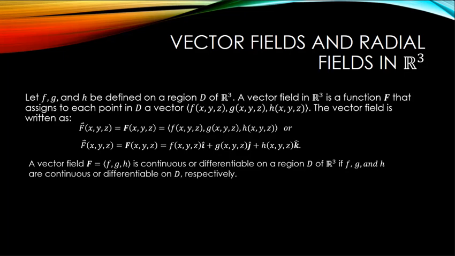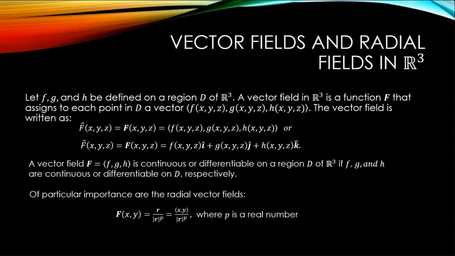A vector field F with components f, g, h is continuous or differentiable on a region D of R3 space if f, g, and h are each continuous or differentiable on D respectively. Now, of particular importance are going to be the radial vector fields, and these have a specific characteristic in that my radial vector field F of xyz is equal to the vector r over the magnitude of r raised to the p power, which is equal to my vector xyz over the magnitude of r raised to the p power, where p is a real number.